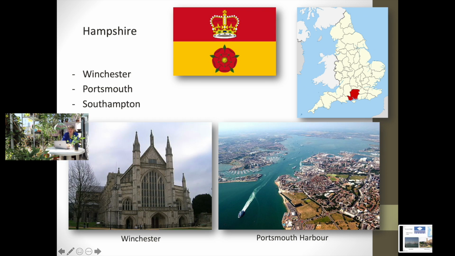Then we move back to the mainland of Great Britain, to the county of Hampshire. Hampshire, with the cities of Winchester, Portsmouth, Southampton, quite important places. Winchester was one of the very important places in the medieval period, in the Anglo-Saxon period. This was actually one of the capital cities of the Anglo-Saxon kingdoms. We'll talk about them at a later stage.